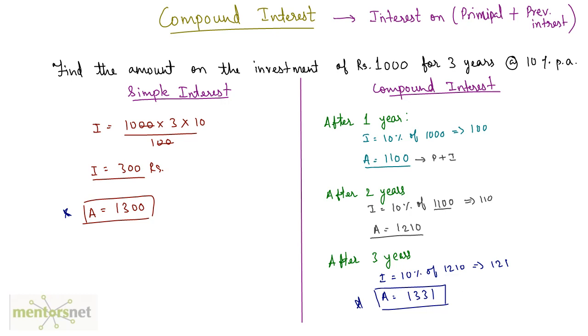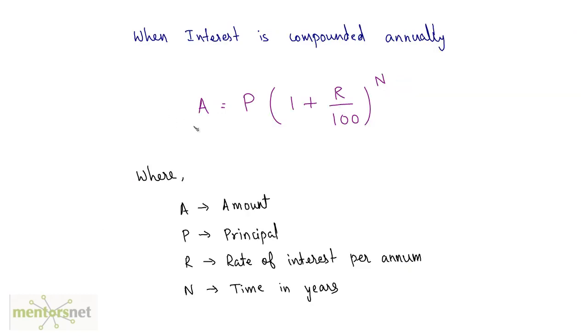Now when solving problems, you don't need to follow this long procedure. There's a formula for calculating the amount on compound interest. So when the interest is compounded annually, this is the formula. The amount is equal to the principal into 1 plus r upon 100 raised to n, in which A is the amount, principal is P, r is the rate of interest, which is per annum, and n is the time given in years. So with this formula, let us solve a problem.